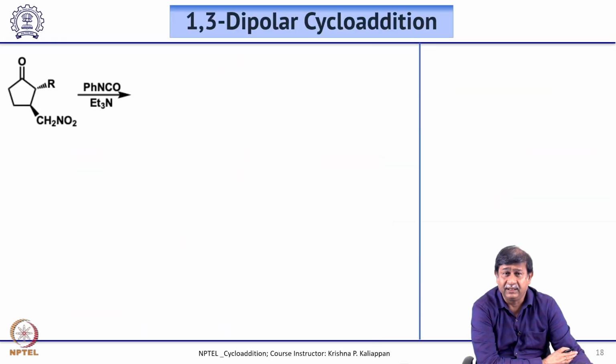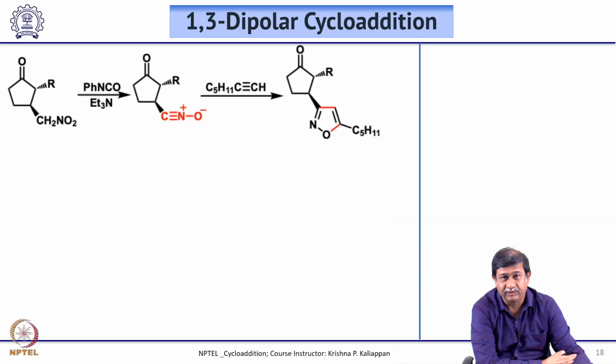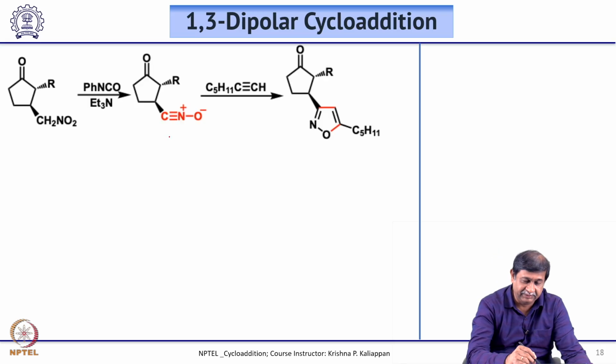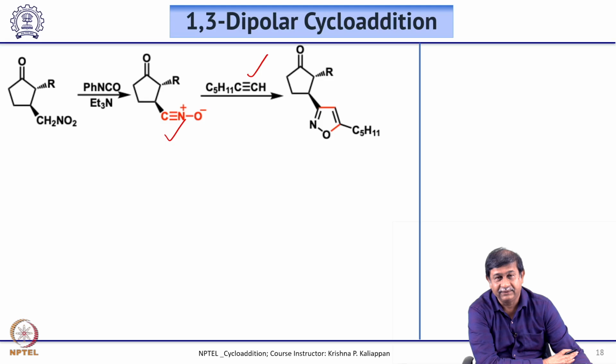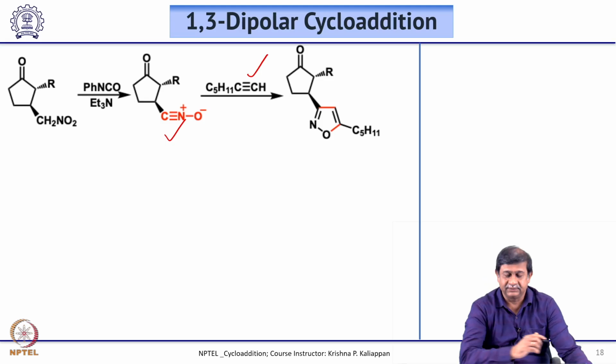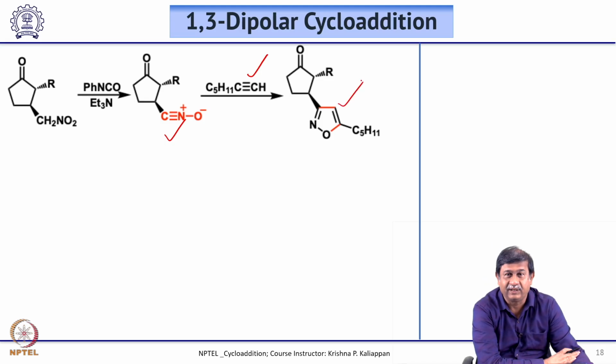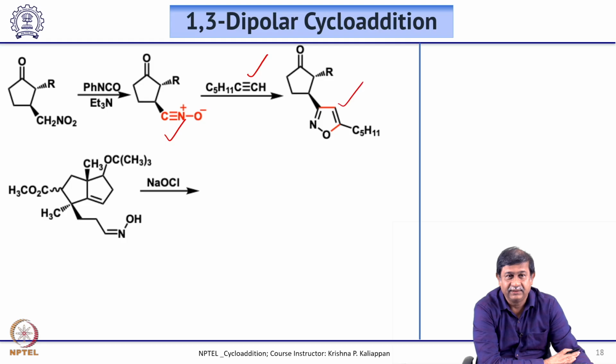Then there are many intramolecular 1,3-dipolar cycloadditions known with nitrile oxide. First let us see intermolecular 1,3-dipolar cycloaddition of a chiral compound. Then we will go to the intramolecular 1,3-dipolar cycloadditions. For example, this is a chiral nitrile oxide, and then if you treat with a terminal alkyne, this terminal alkyne can undergo 1,3-dipolar cycloaddition to form this isoxazole. Okay.